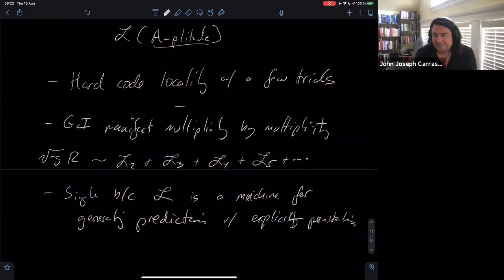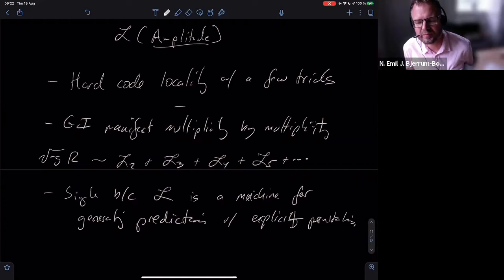Any other questions? I just wondered, JJ, the exclusions Henrietta was talking about, effective operators. Can you see this in this formalism as well?